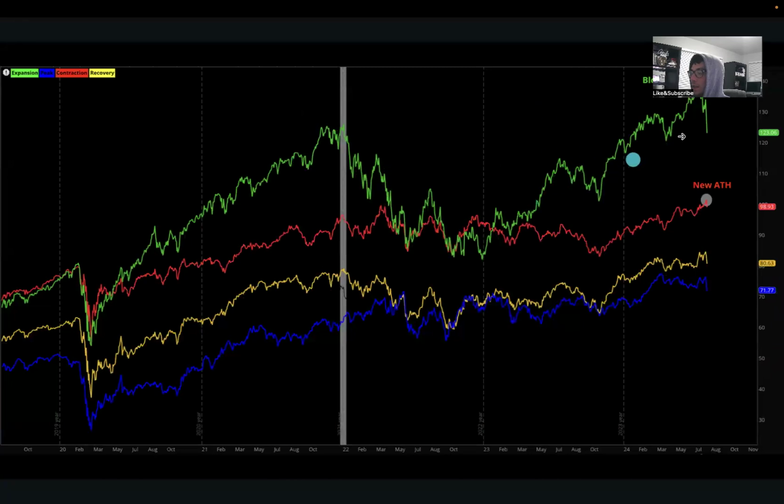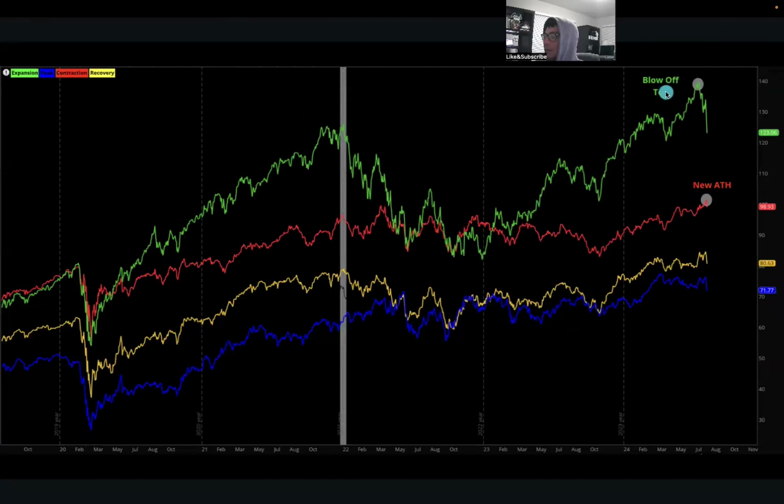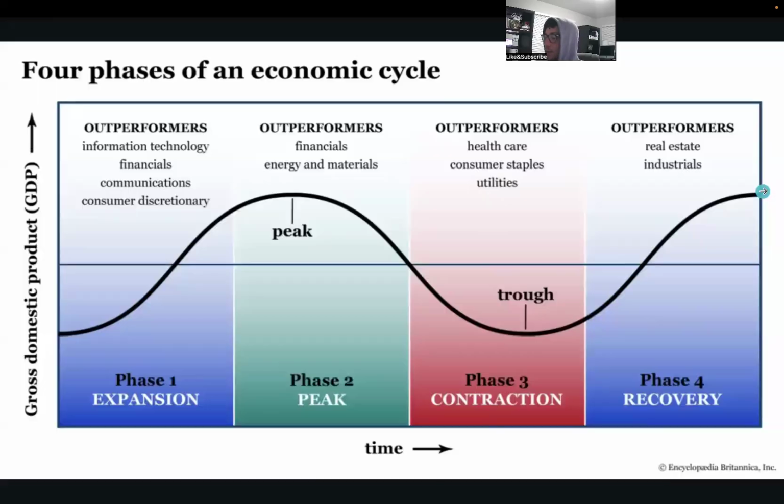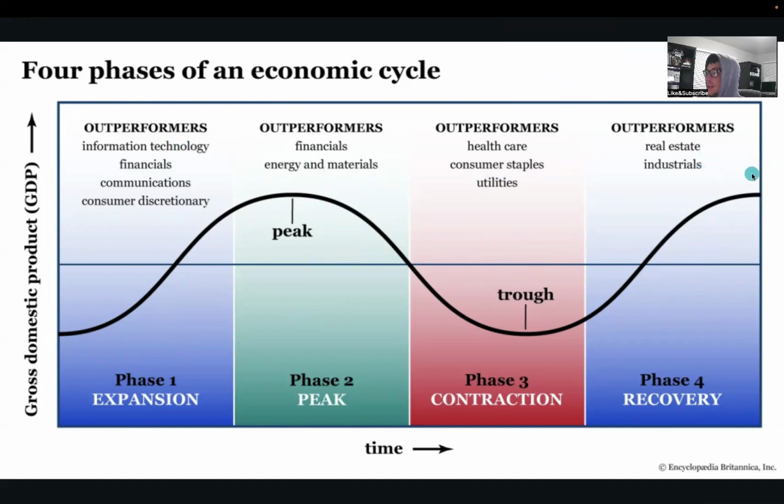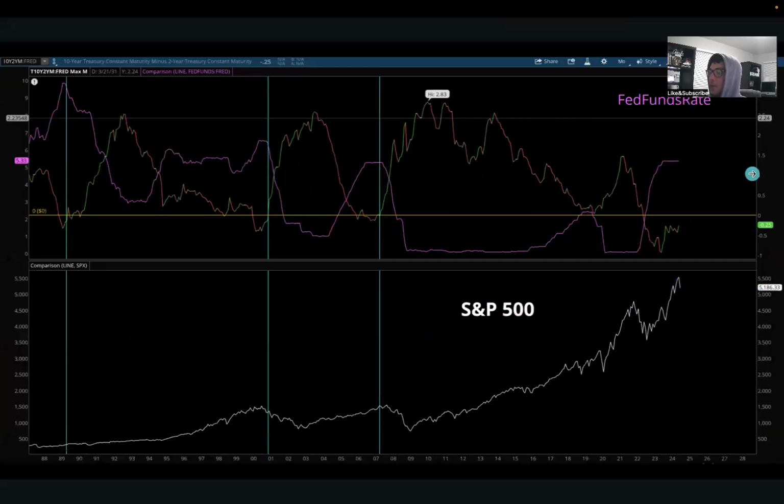And then we've got to take a look at where we are in the economic cycle, and it does not look good. This is a script I made based off of this here, going over expansion, peak, contraction, recovery, the four basic phases of an economic cycle. We'll break that down. And then on top of that, we have the Fed funds rate and the inverted yield curve, potentially about to uninvert. We'll go over what's happened in the past on that.